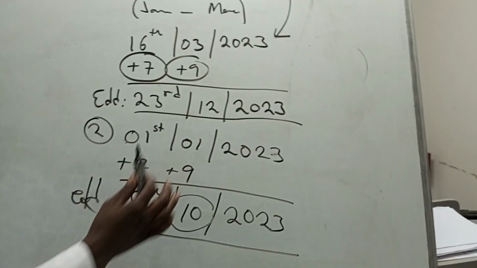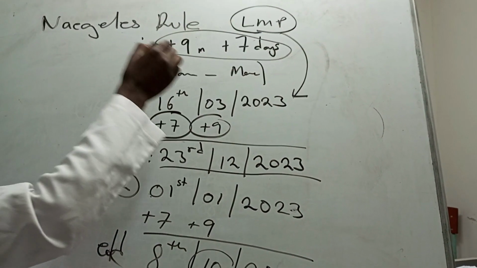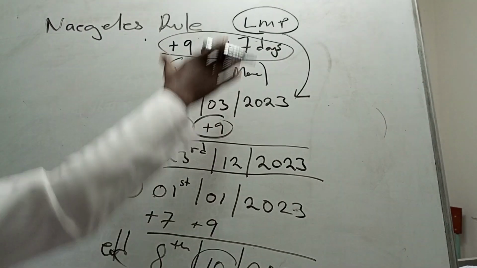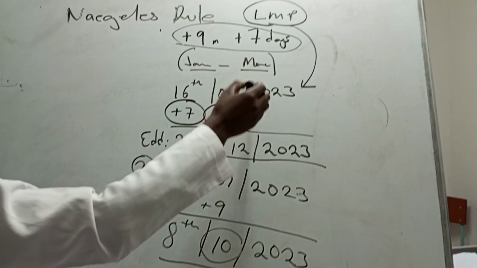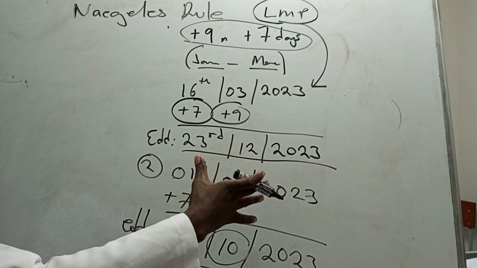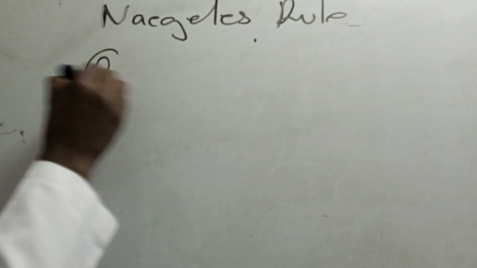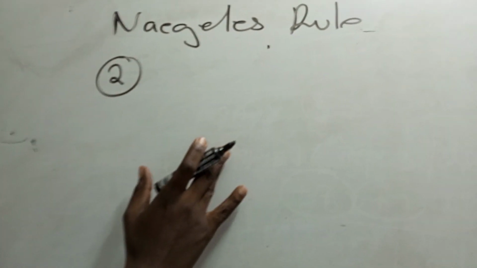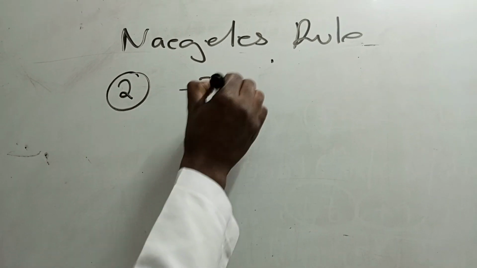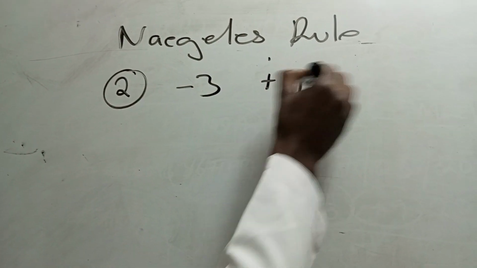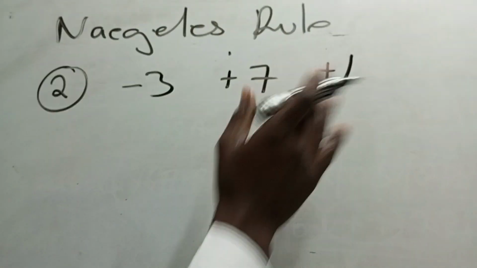Okay, let's look at the second approach, where we are not going to use plus 9 and plus 7. It's also the other way of calculating EDD. Remember, the previous approach has been favorable for January, February, and March, the first 3 months. Now, the second approach of Nagel's rule is where we don't use plus 9 plus 7. Here we use minus 3, and again plus 7 and plus 1, which is very conditional. Okay, so let's use this approach now.